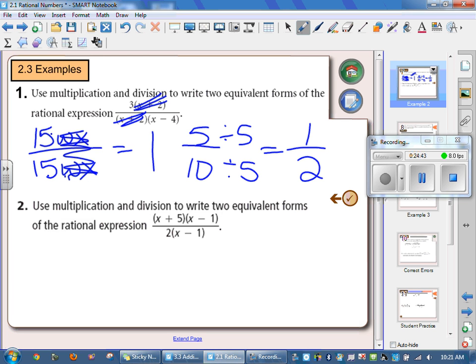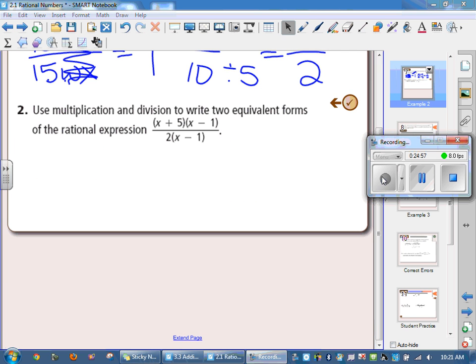Okay? That's the biggest thing you're trying to understand. Any question on that? How could you use the number 2 here? How could we reduce that one? What could you do to reduce on this one? Right. X minus 1s are on the top and bottom. You can reduce them.